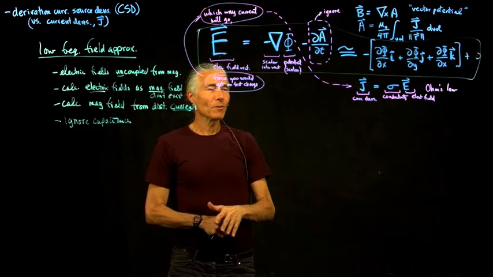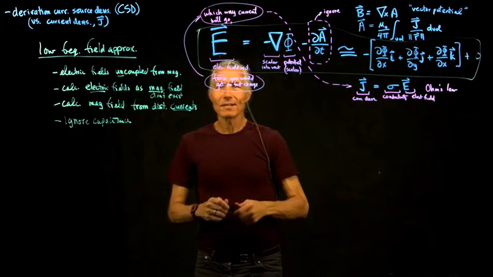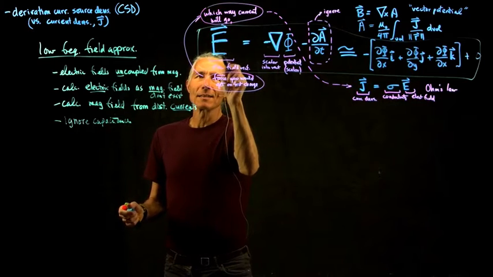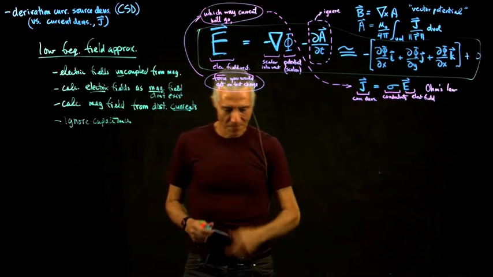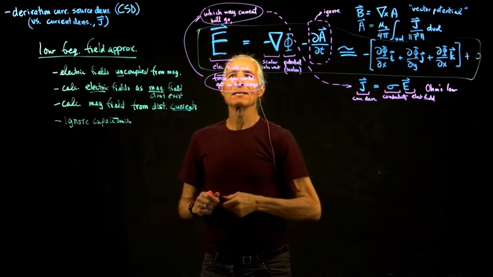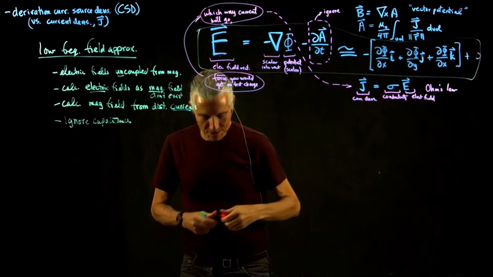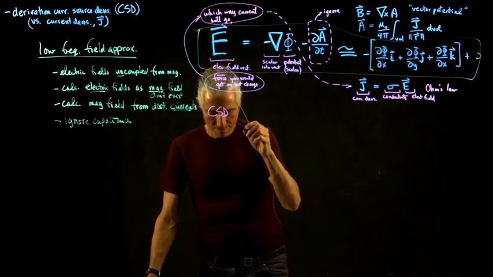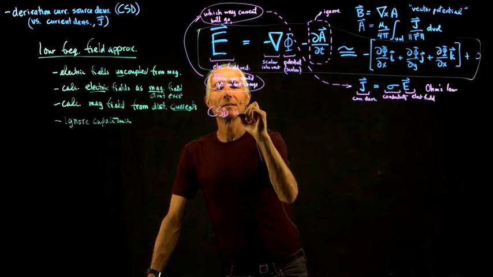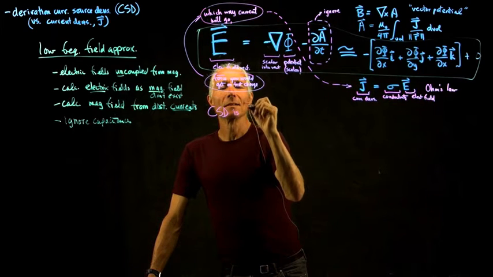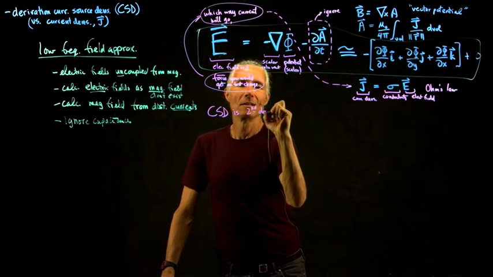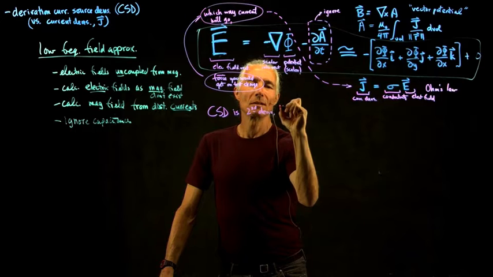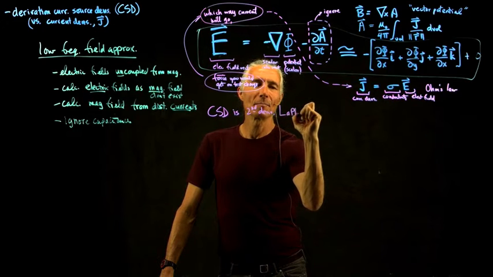Okay, so I think we got most of the definitions there. But we're still at the electric field. We haven't gotten to the current source density. So what is the current source density? The current source density, CSD, is the second derivative, which in space is called the Laplacian.